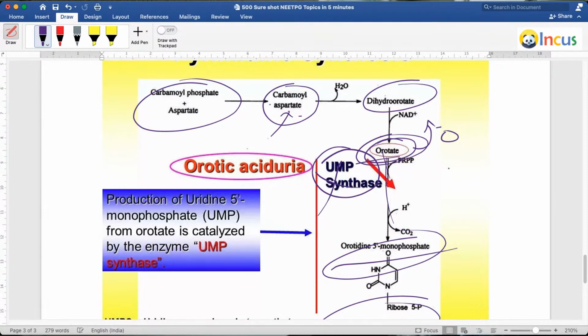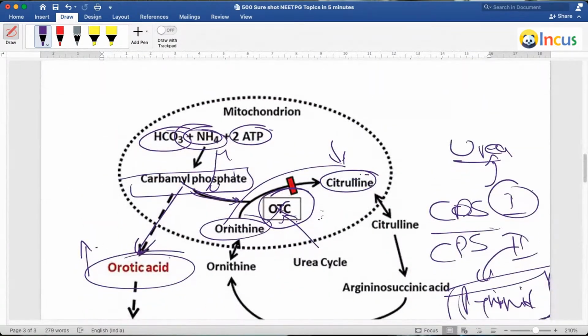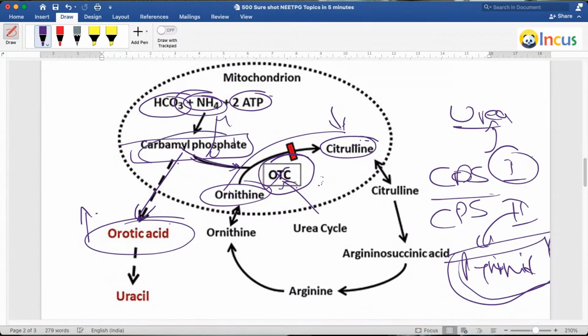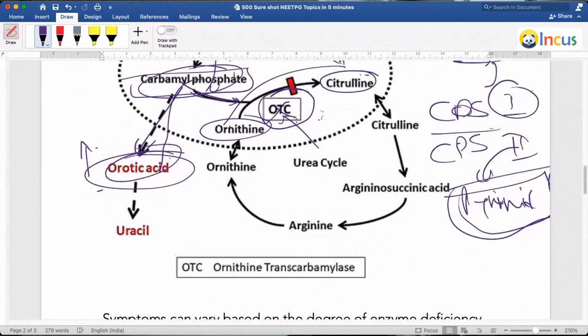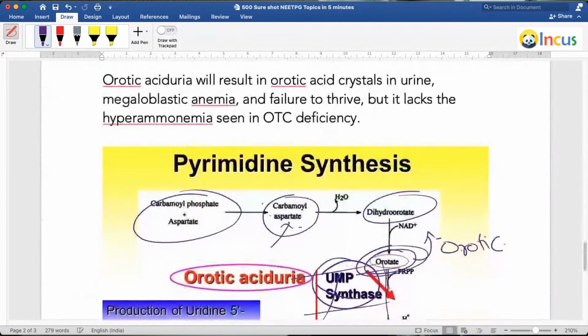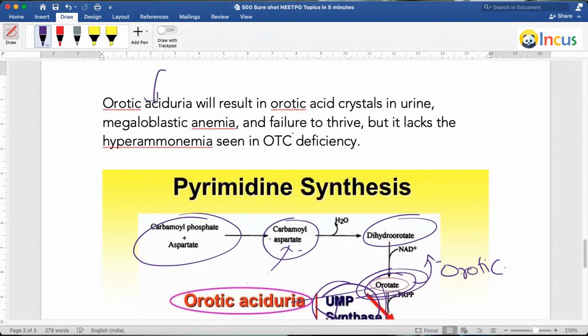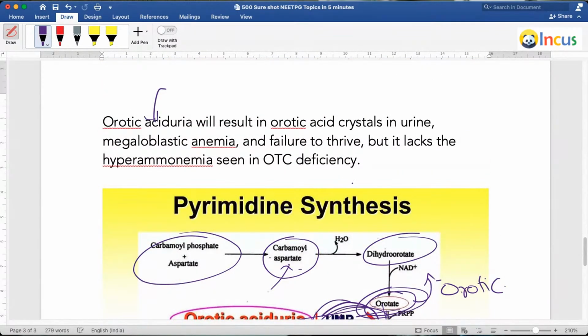So examiner will ask you, what are all the situations where orotic aciduria will be found? One is when UMP synthase deficiency is there. Second situation is when ornithine transcarbamylase deficiency is there also, all that unused carbamyl phosphate will get pushed into forming too much orotic acid. But here, orotic acid plus hyperammonemia will be there if it were ornithine transcarbamylase deficiency. Whereas if it were congenital orotic aciduria because of UMP synthase deficiency, you don't have hyperammonemia.